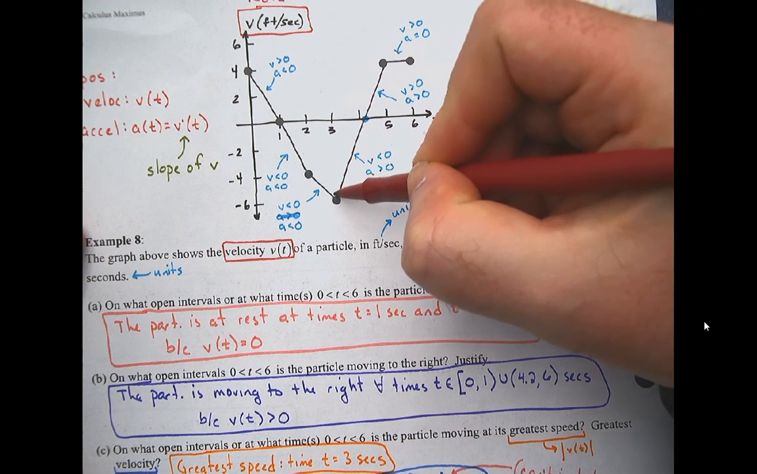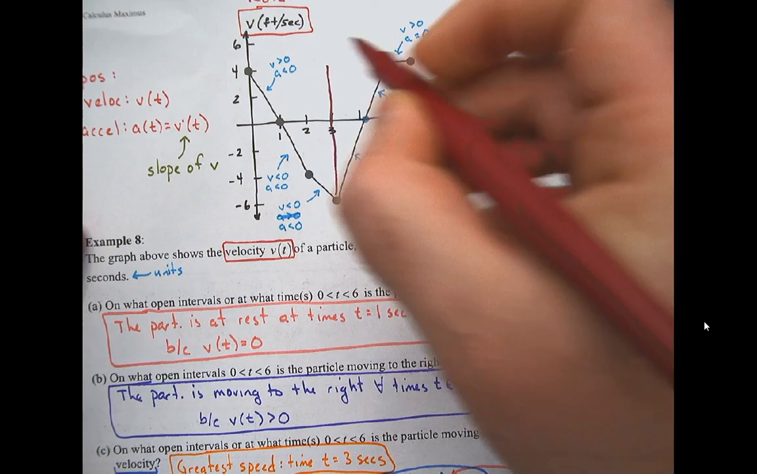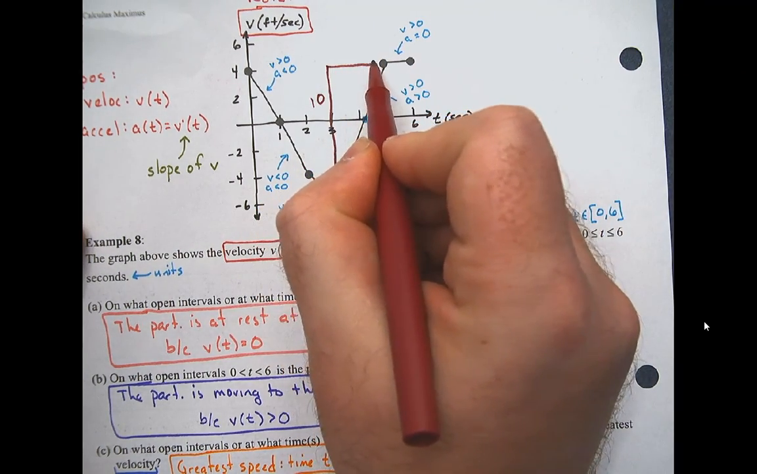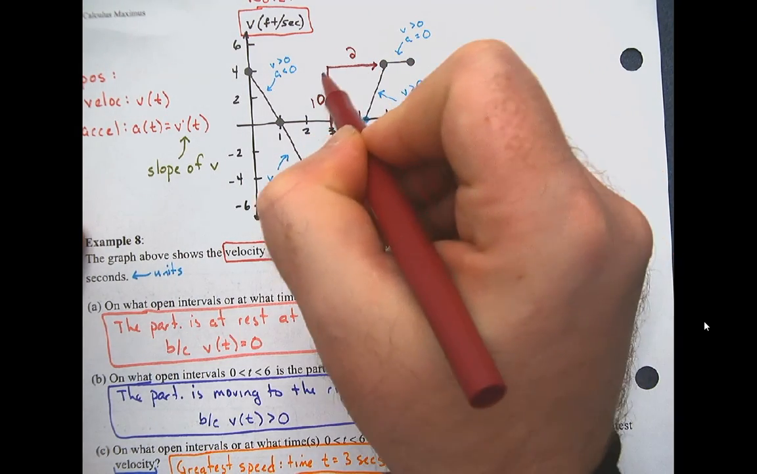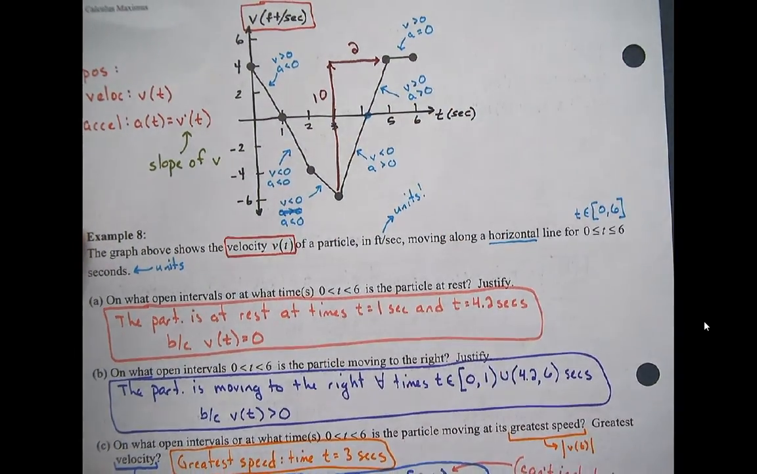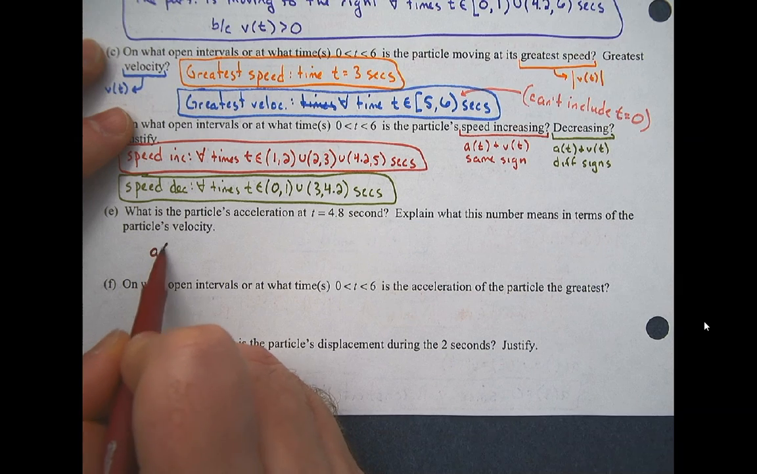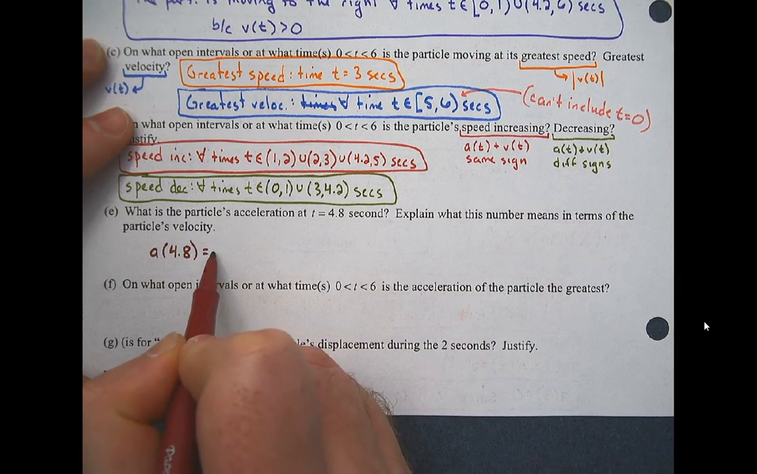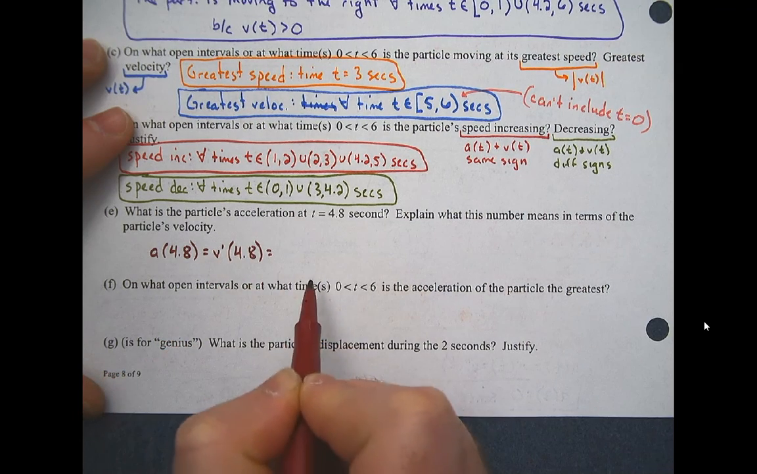So I would rise up. That's 6 and then 4, so that's a total of 10. I went up 10. Then my run is over 2. So rise 10, run 2, my slope is 5. So I would say a of 5, my bad, a of 4.8, which equals the derivative of velocity, 4.8, equals 5.